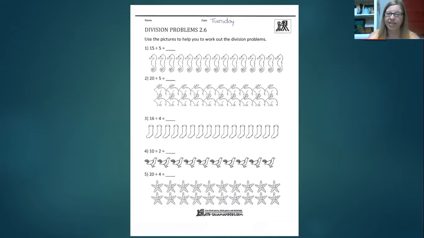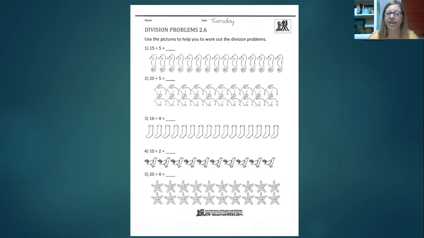Number 2 says you're going to be taking these 20 bunnies and making them into groups of 5 as well. And then number 3 says take these socks. There are 16 socks. You're going to make them into groups of 4. So again, you could circle them, color them, whatever suits you best.